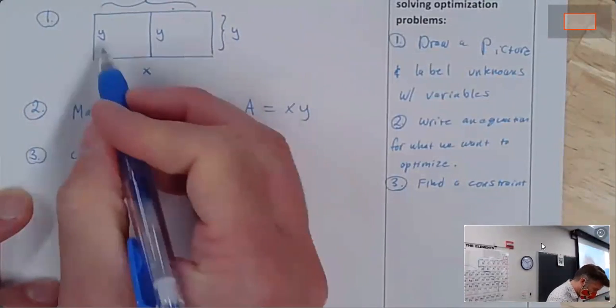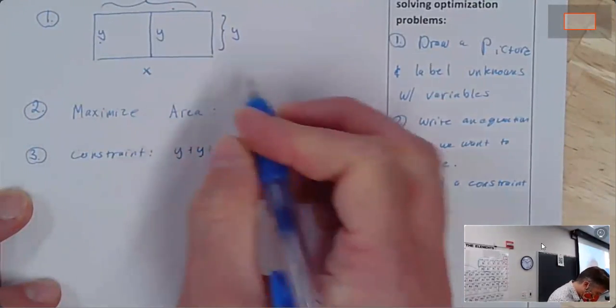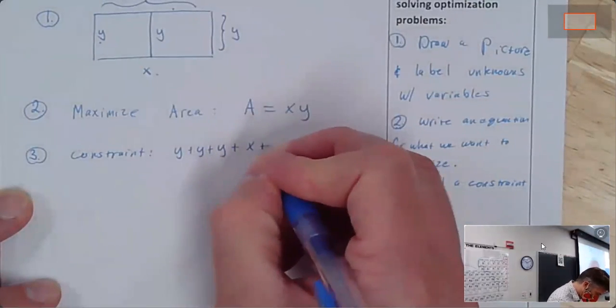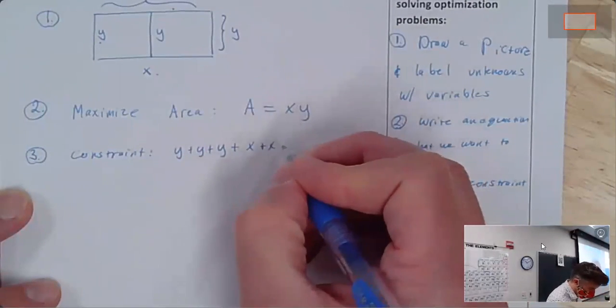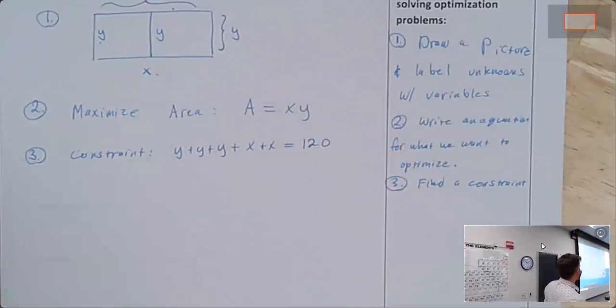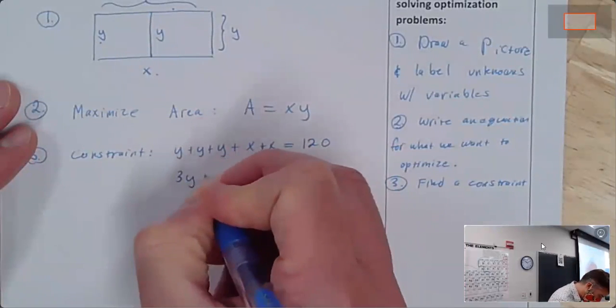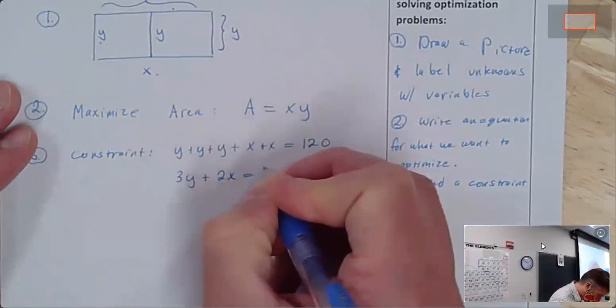is, well, let's see, I've got y plus y plus y plus x plus x, and that should be less than or equal to, but I'm just going to say equal to 120. And really, we should make this look simpler. We're going to write it as 3y plus 2x equal to 120.